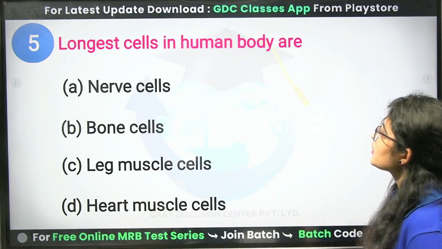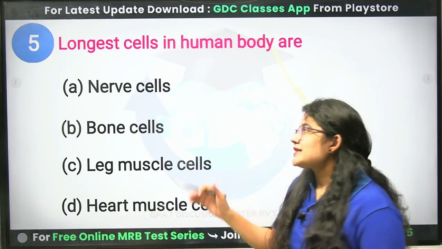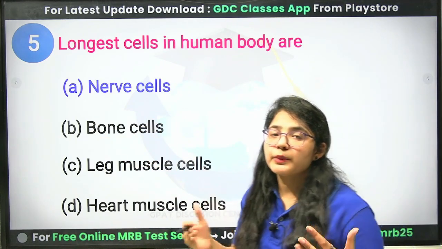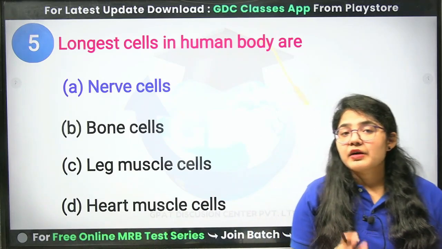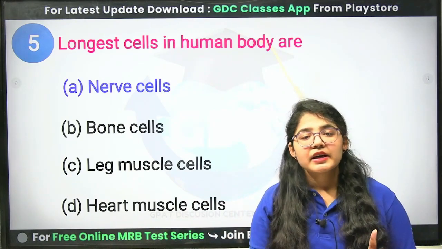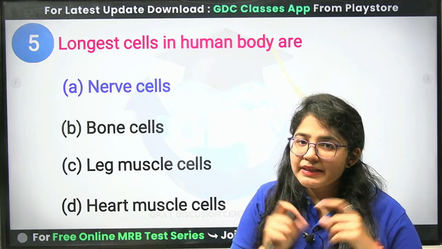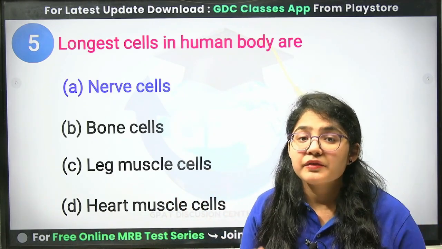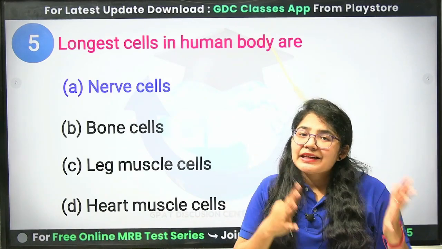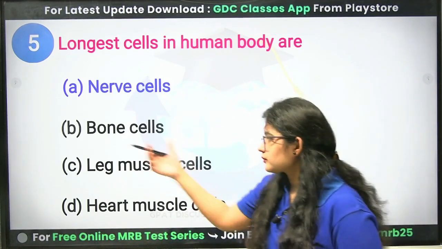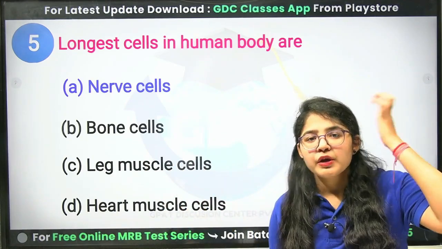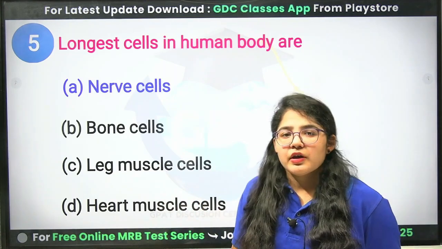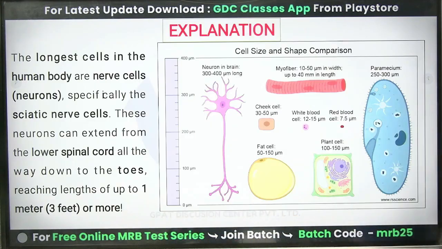Longest cell in the human body is your nerve cell. It is said that the nerves of a human body are so long that they can cover the whole world twice. So, you can understand how much the nerve cell is spread through our body. Each and every area of your body is covered with the nerves, which transmit the signals. Clear? Bone cell is limited from head to toe. You can visibly see your bone cells. Leg muscles are up to your leg and heart muscles are up to your heart. The correct answer is nerve cell.